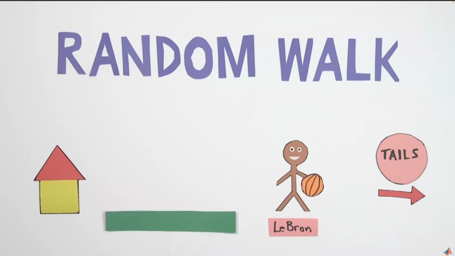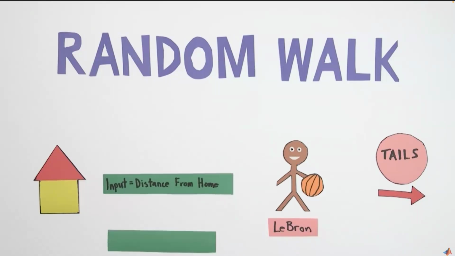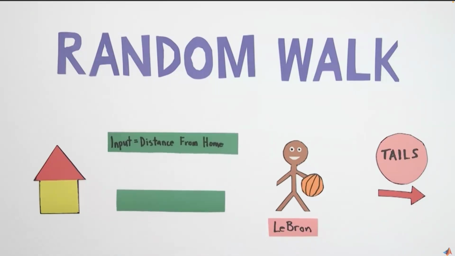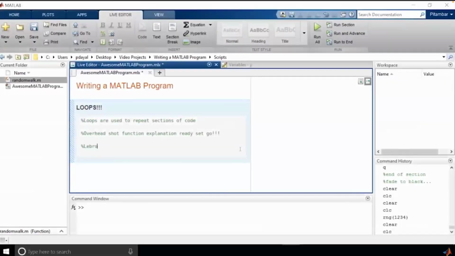So the input for the function is going to be his starting position, and when we run the function, it automatically simulates his coin flips until he reaches his house. So the output for the function will be the number of coin flips that it took him to get home. For this example, let's say LeBron always starts 3 steps from his house. So the input for the function will be 3.